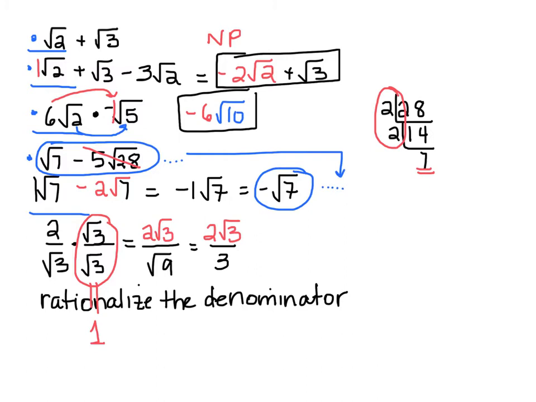Let's try another one. So let's try 3 over the square root of 6. We're going to multiply by square root of 6 over square root of 6. Now, the long cut is the square root of 6 times the square root of 6 is the square root of 36, which would end up being 6. What I want you to see is when you multiply a square root by itself, it always comes out of the square root as the number. In the top, I'm going to have 3 times the square root of 6.